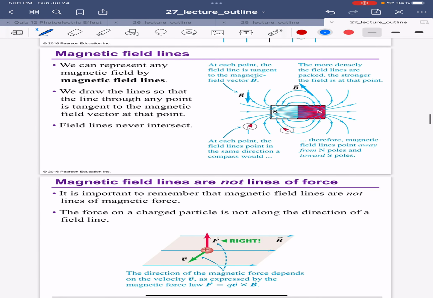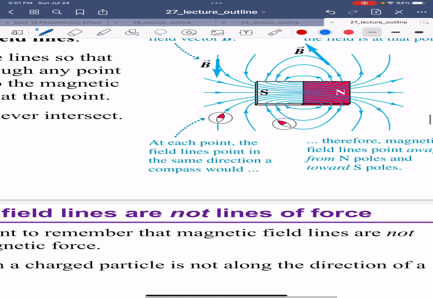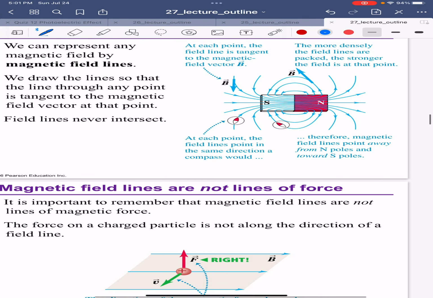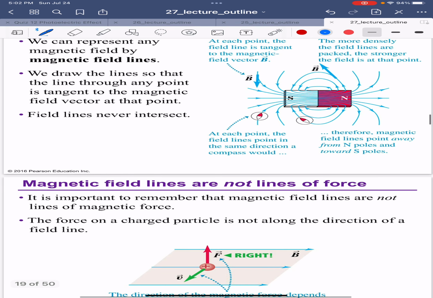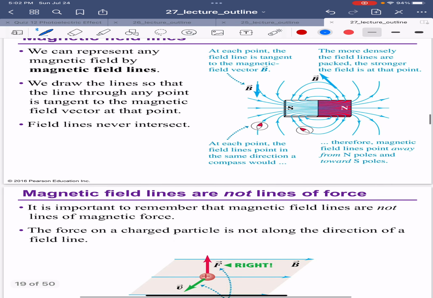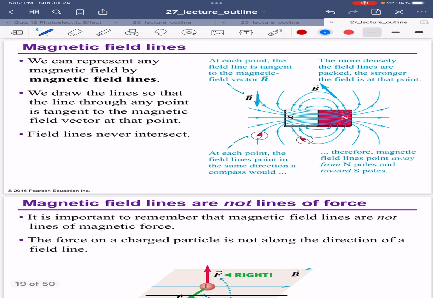The field lines here don't actually intersect at all. They also form closed lines. As you can see, outside they go from north to south, and inside they go from south to north. I will say magnetic field lines point always away from the North Pole and towards the South Pole. At each point, if you want to find the direction of the field, it's the tangent to the line.